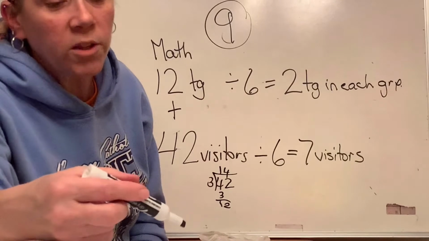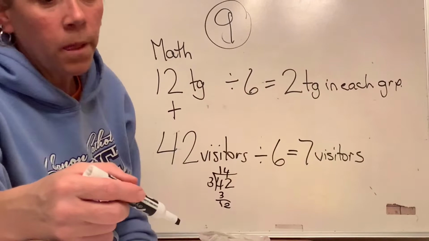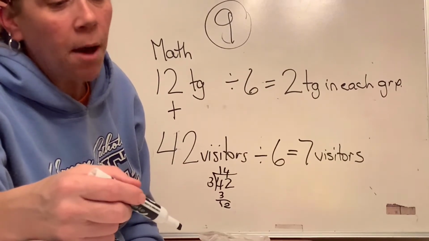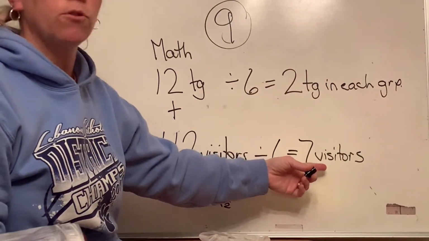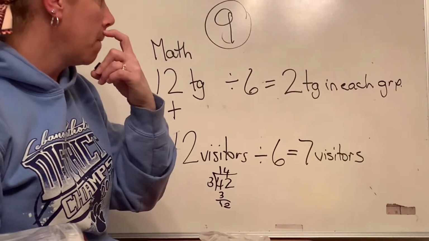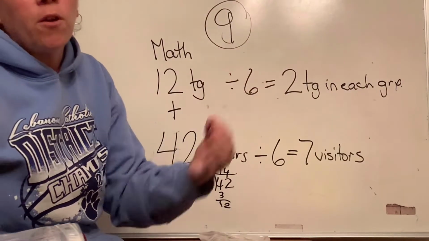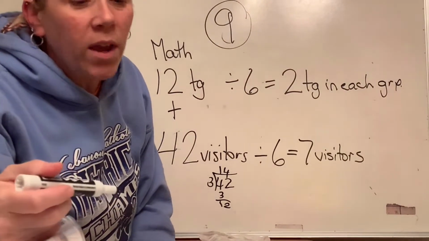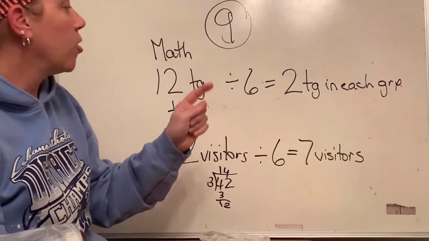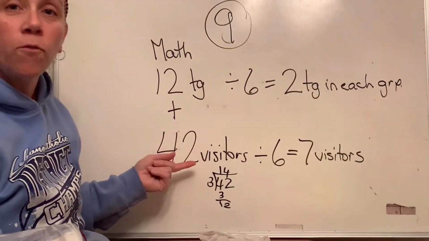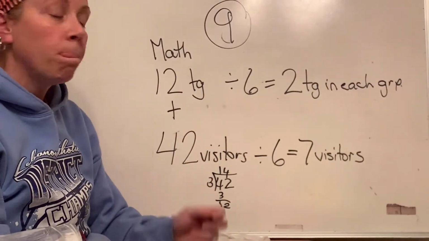So the answer to the first question, what is the greatest number of groups that can be formed? 6 groups. And how many guides and visitors will be in each group? 2 tour guides in each group, 7 visitors in each group. Okay? I could have made 2 groups, but that's not the greatest number of groups I could have made. The question specifically says what is the greatest number of groups that can be formed, which means we were looking for the greatest number that could go into 12 and also go into 42. So that is the greatest common factor. Okay? So that was that one.